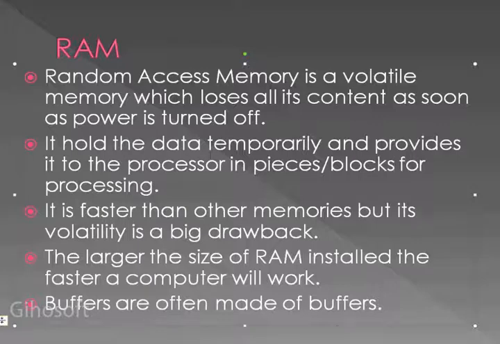Since the CPU cannot directly access the files on the hard drive, the files from the hard drive are first fed to the RAM, and from RAM, block by block or piece by piece, that data is sent to the processor for processing. It is faster than other memories, but its volatility is a big drawback. Since it cannot hold data for very long time, this is a very big drawback.